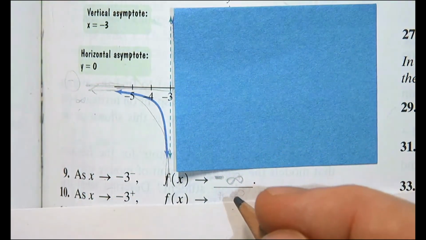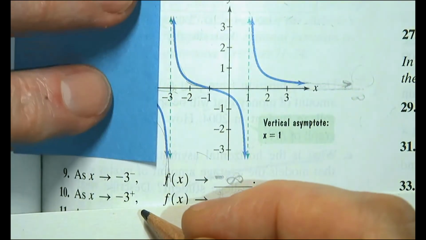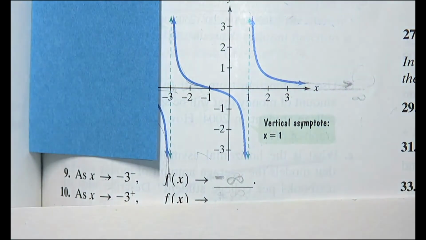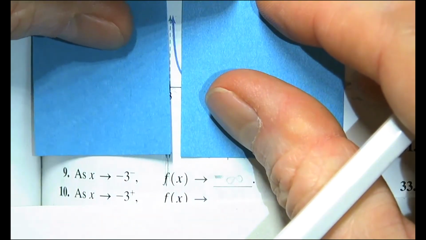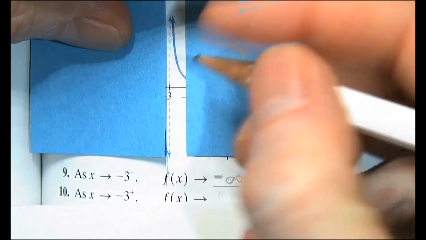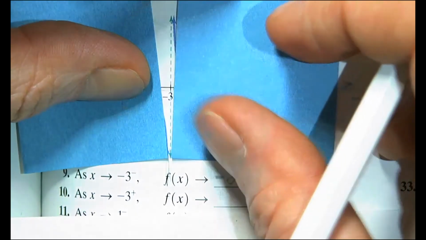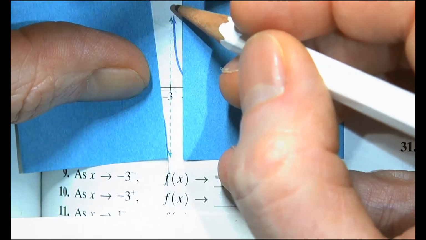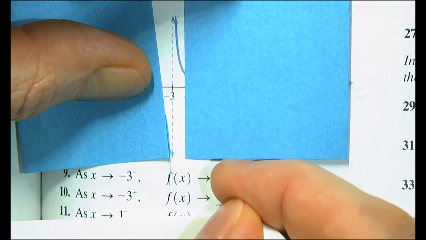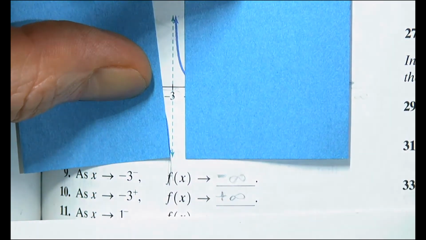Well, number 10, if you do -3, but a little bit on the other side, a little more than -3. So I'm just looking right in here. There's -3, but a little bit bigger than -3. Where's the graph? They're running off the top into the sky. They're headed to positive infinity.